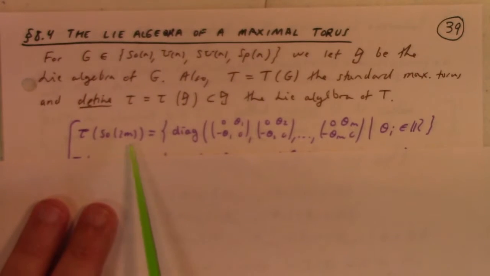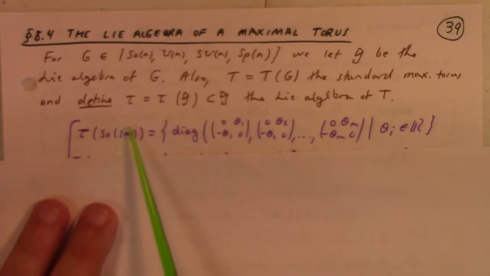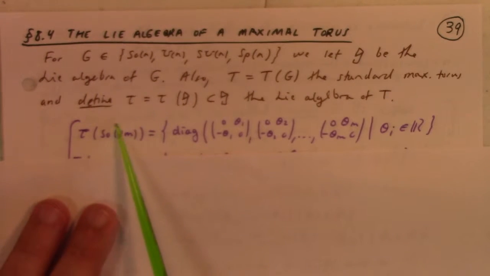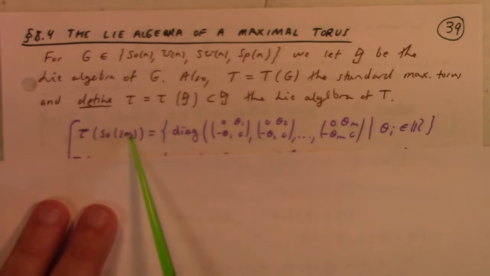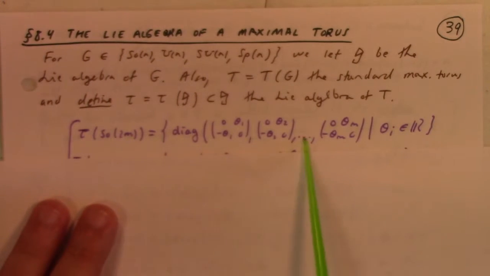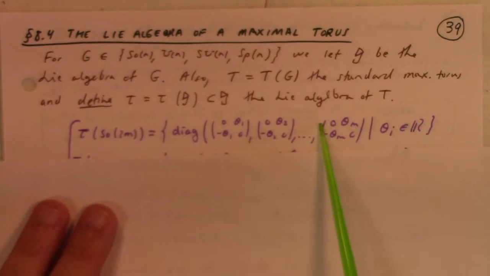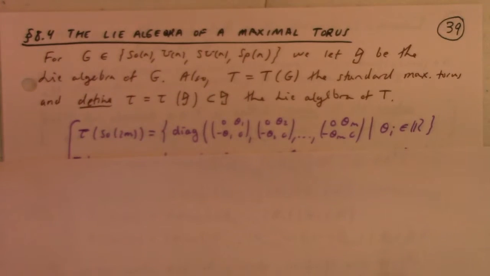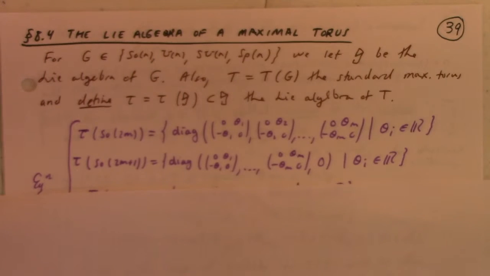The Lie algebra of the standard torus of SO, even dimensional special orthogonal, looks like this. You've got these kinds of generators. When it's odd, it's almost the same, and there is a 0 thrown in here.